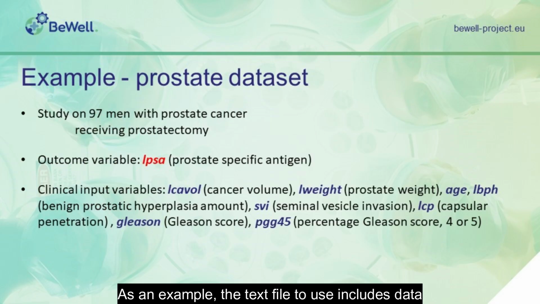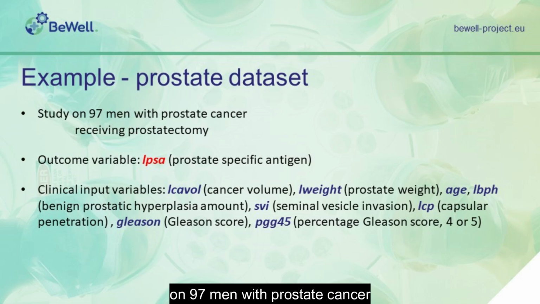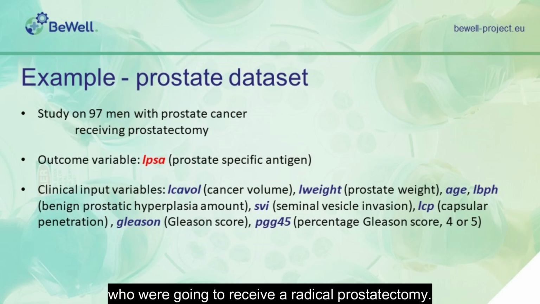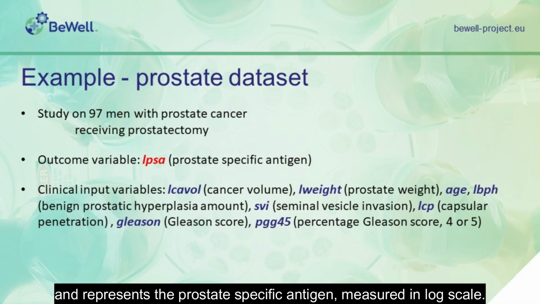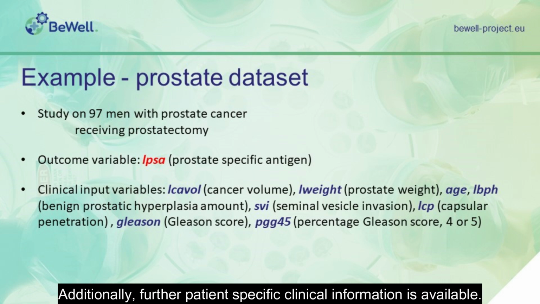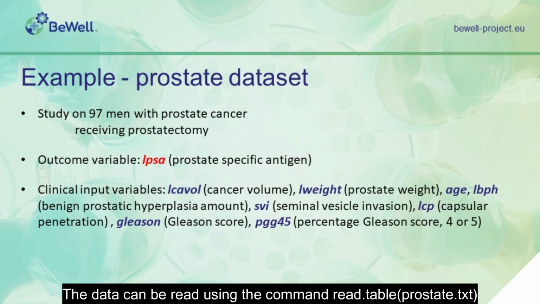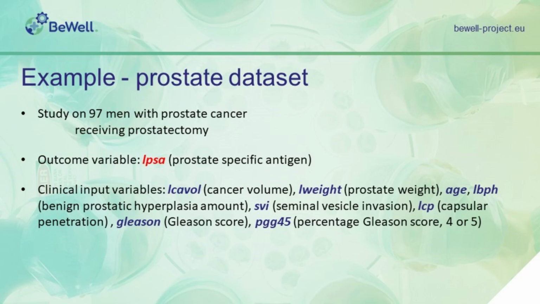As an example, the text file to use includes data on 97 men with prostate cancer who were going to receive a radical prostatectomy. The outcome variable is called LPSA and represents the prostate-specific antigen, measured in log scale. Additionally, further patient-specific clinical information is available. The data can be read using the command read.table, prostate.txt.